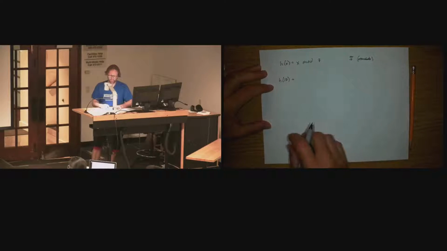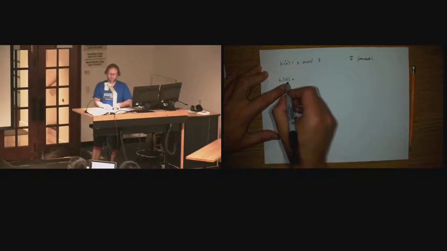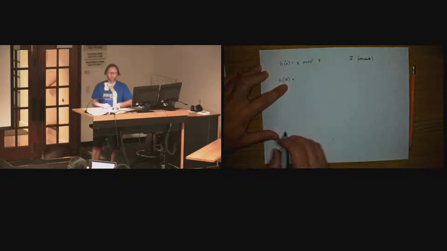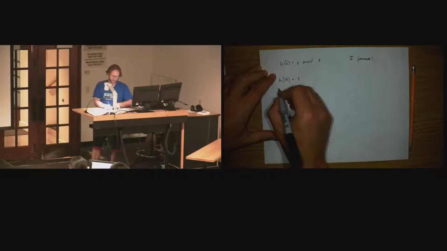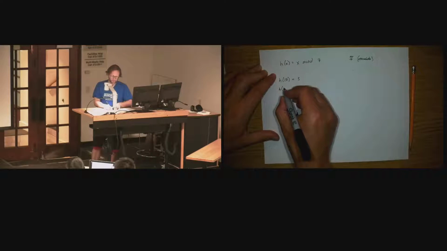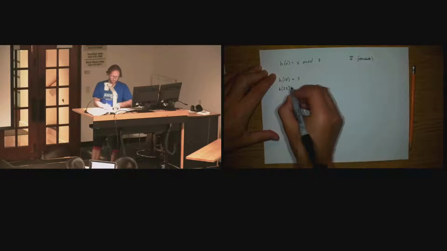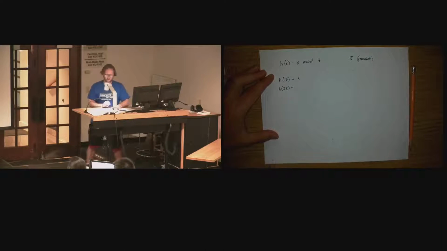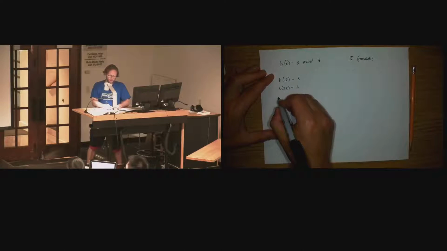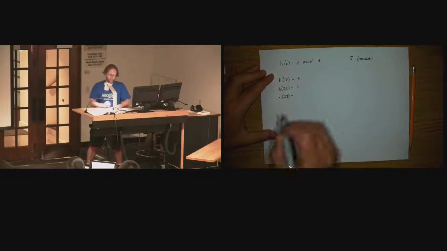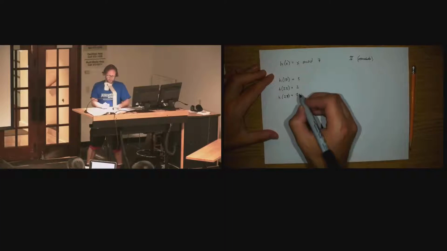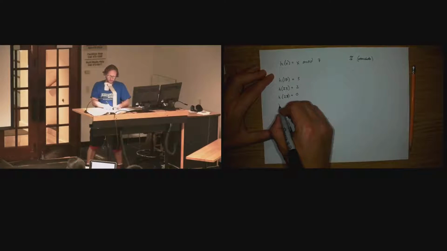Okay? So if I take 17 and divide by 7, what's the remainder? 3. Right? Here's another one. H sub 23. What's that hash value? 2. Okay. What about h sub, I don't know, 28? 28 divided by 7, what's the remainder? 0. Right? What about 29?